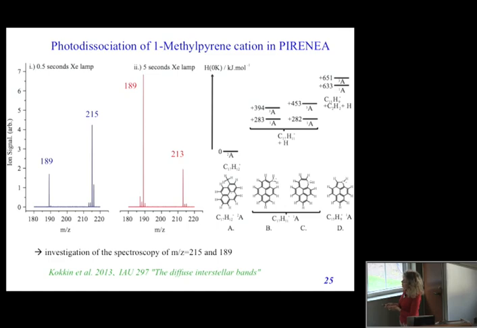So this is methylpyrene, and this is the species minus H. You have 2 possibilities: either you have this methylene group, CH2 group, or you get a 5-member ring here. You can see the corresponding energy here. And this is the product of a C2H2 loss.